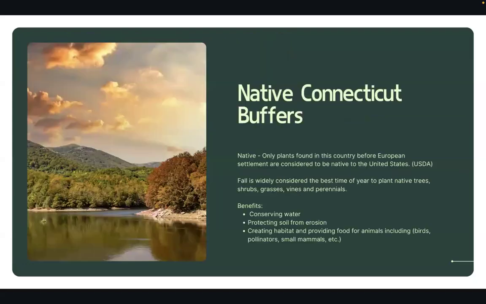Well, let's talk about buffers specifically in Connecticut. It's always best to plant buffers with native species. Why, you may ask? Well, native plants do more efficient and effective work when it comes to conserving water, protecting soil from erosion, and creating habitat, as well as providing food for animals, especially native to Connecticut. This is because they don't come from an area with different temperatures and rain, and they come straight from Connecticut already. We should also note that fall is widely considered the best time of year to plant native trees, shrubs, grasses, vines, perennials, and anything you may want to do with buffers.